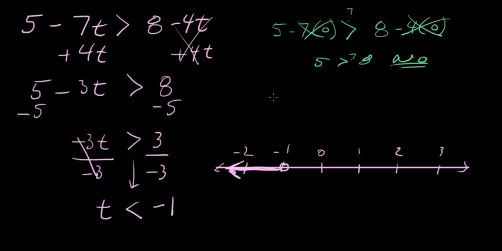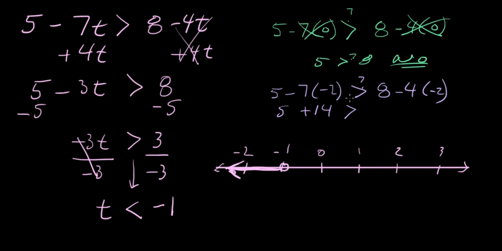How about negative 2? Is negative 2 a solution? Let's try negative 2 in a little bit different color. So negative 2, let's see, 5 minus 7 times negative 2, is that greater than 8 minus 4 times negative 2? And so let's see, 5 plus 14, is that greater than 8 plus 8? So this is 16 over here, and this is 19 over here, and so 19 is greater than 16, and so yes, we have a winner. Negative 2 is supposed to be a solution, and negative 2 is part of the solution set. It's shaded. So that being said, let's try another one.